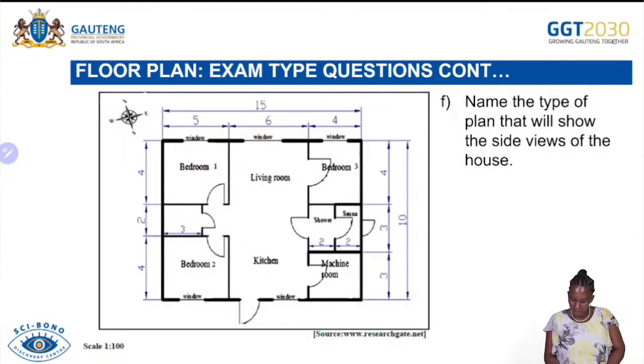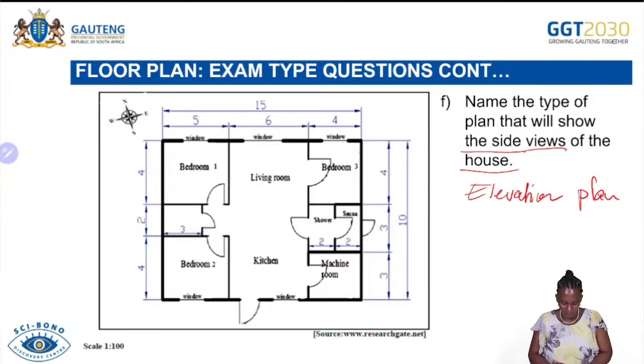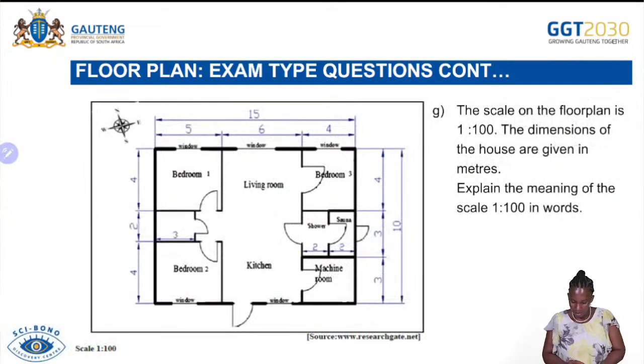Now, name the type of plan that will show the side view. Okay, we have already done this. We said it is an elevation plan. It says name the type of plan that will show the side view of the house. That is the elevation plan, because we don't see the inside, we only see the side.